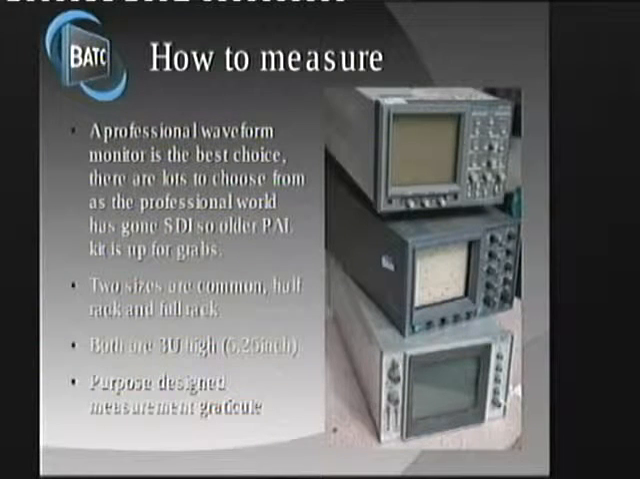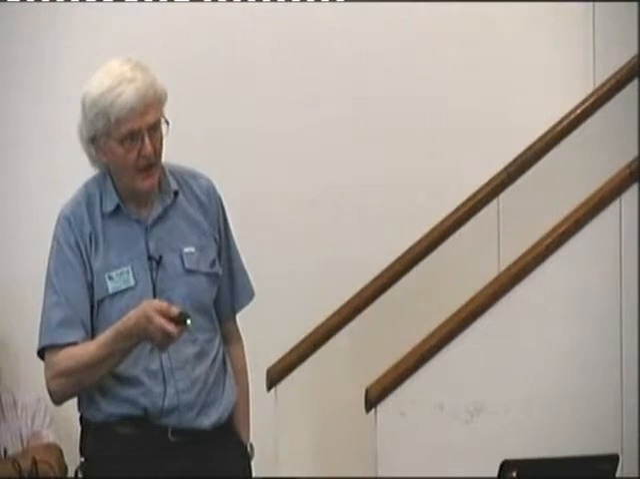Now, how to measure it? Now is a very good time to buy one of these creatures. The professional world has gone through SD and now to HD, and the second-hand market is literally awash with quality PAL measuring instruments. eBay, a £5, for heaven's sake. They cost thousands, those things did. Now, there's two sizes. There's a common half-rack one. These are all half-rack ones. They're 3U high and half a rack wide. And that one over there is 3U high and a full rack wide.